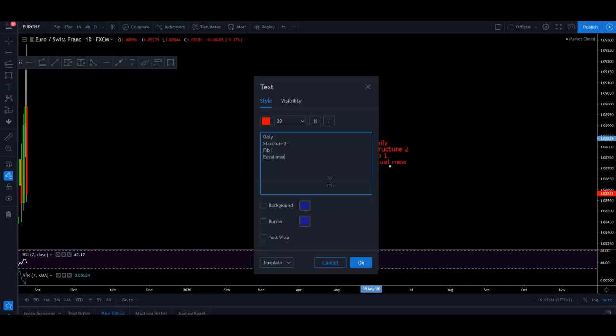Equal measured move, you can bang another 1 in there. Maybe you've got a harmonic pattern lining up with it, so you might want to rank that 1 or 2 or 3, depends how much you value it. So that could be your daily things, right?